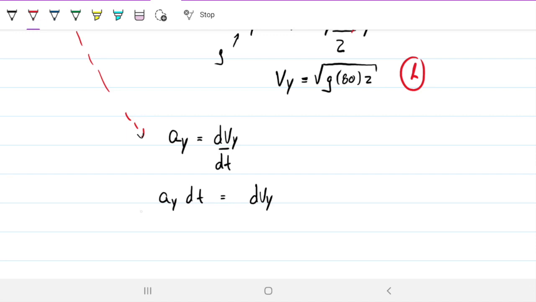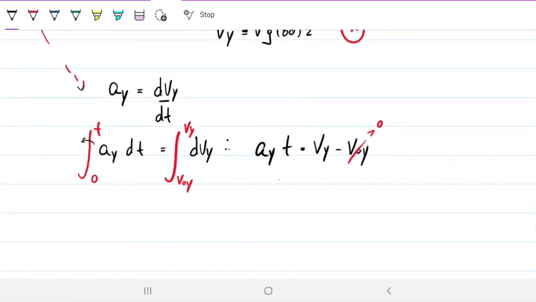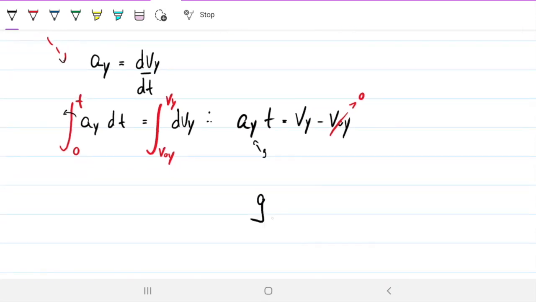So I can integrate now from 0 to t, being the time at which it hits the ground, and I don't know what that is, and from v naught all the way to vy, which is the velocity when it hits the ground. And gravity is a constant, so it comes out of the integral, so ay times t equals vy minus v naught. This we know to be 0, and this guy we know to be gravity, so this is just gravity times time is equal to the final velocity.